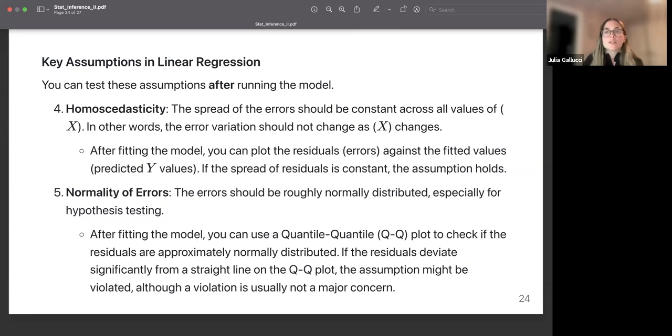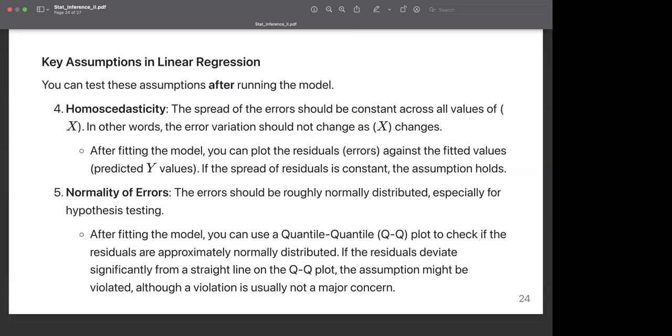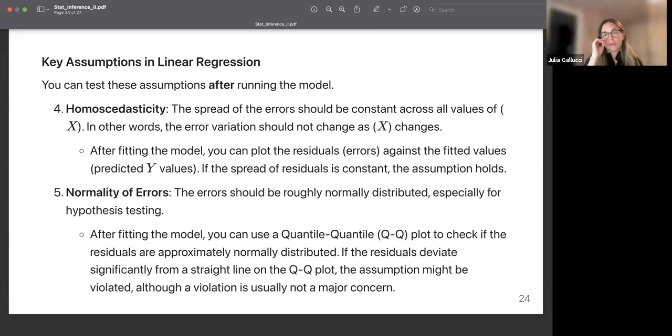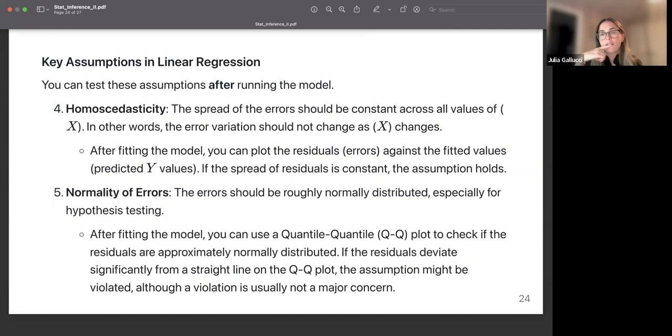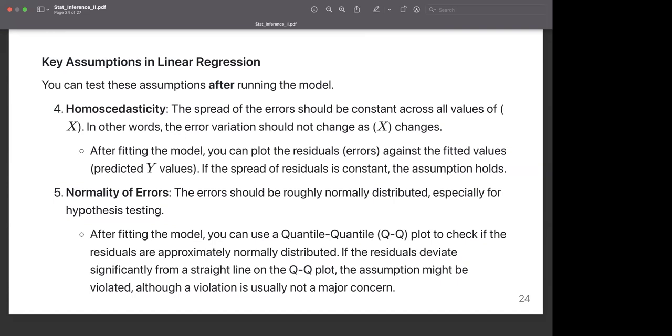So, yeah, Antonio? Yes, one question. I understand the homoscedasticity, sorry, I mispronounced it. You know what I mean? Yeah. When the first statement says the spread of errors across X, I get it. But then when it says that you can plot the residuals against predicted Y, shouldn't we plot the residuals against X? I didn't get this part.